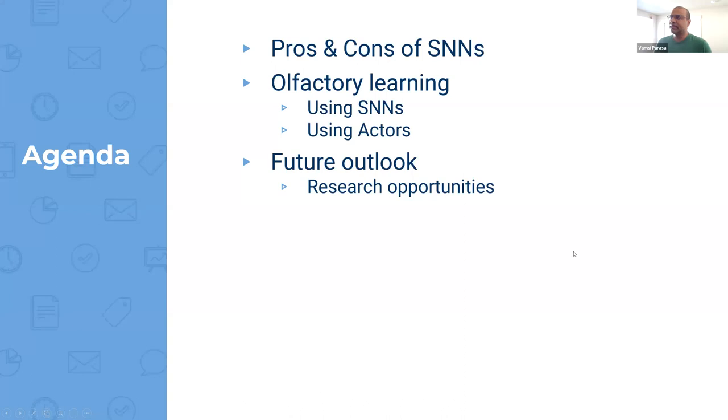After the initial disclaimer, here is today's agenda. First, we'll discuss the pros and cons of spiking neural networks, and then what olfactory learning is, and show how olfactory learning can be done using spiking neural networks, and then how we can implement the same algorithm using actors, and how it can be better, and also think about the future outlook and future research opportunities.